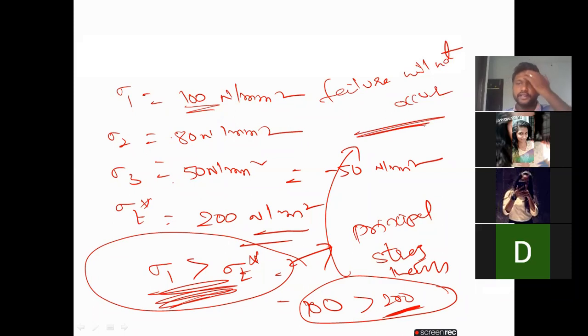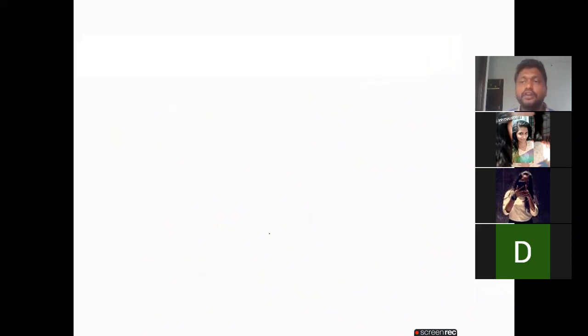So my dear students, when they ask a question like this, definitely they will ask it for 5 marks, even in the mid examination and also the final examination. The only thing you have to know is the principal stress condition: sigma 1 is greater than sigma T star. Here sigma 1 is 100, sigma T is 200. If for suppose sigma 1 is 300 and sigma T is 200, definitely there will be a failure. But in this condition, the failure will not occur. So then what happens if the failure will not occur? We have to calculate the factor of safety.